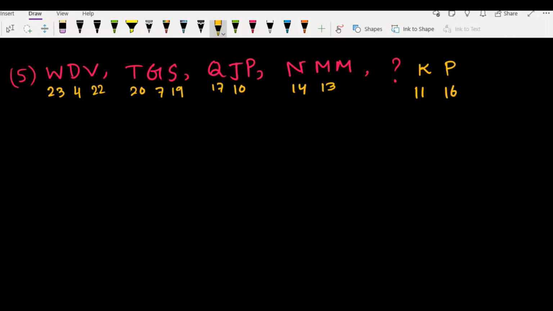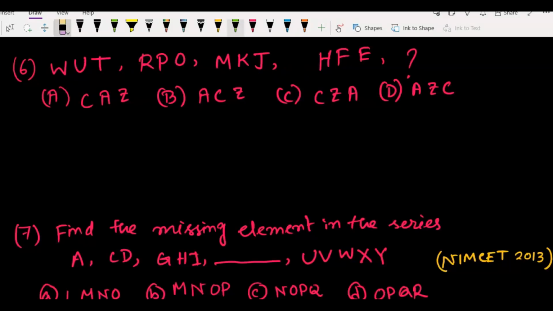And here you have V, it is 22, S is how much? S is 19, P is 16 and M is 13. Here also you get minus 3. So 22 minus 3 is 19, 19 minus 3 is 16 and 16 minus 3 is 13. So 13 minus 3 is 10. So here will be, let's do the number 6.